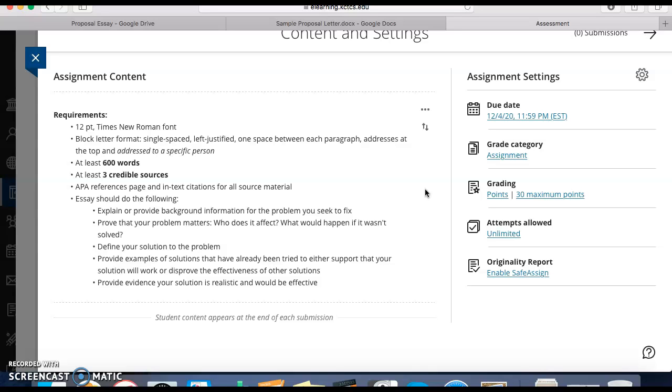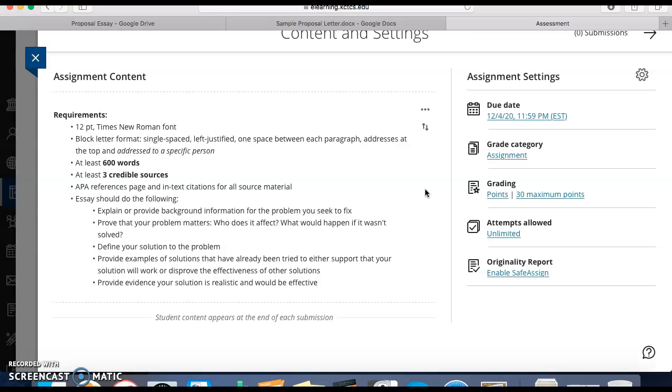So your essay should be on topic, which means it's doing the following. You should be giving background information for the problem you seek to fix at the beginning of the essay, proving that your problem matters, so talking about who it affects or what would happen if the problem wasn't solved. And then you should be defining your solution to the problem, maybe providing evidence that your solution's realistic and it would be effective, maybe giving some examples of solutions that have been tried already and that have worked out really well in maybe other countries, and that proves that it will work out really well in the US.